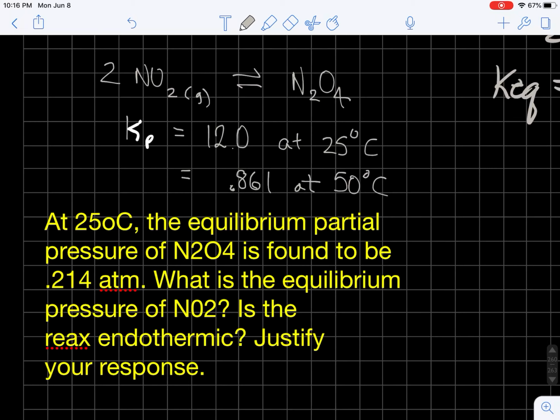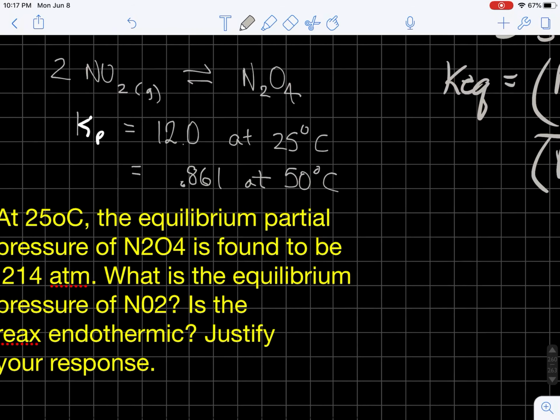So, 2 moles of NO2 produces N2O4. The Kp for this is 12.0 at 25 degrees C, but the Kp for this reaction is only 0.861 at 50 degrees C. First part of the question. At 25 degrees C, the equilibria partial pressure of dinitrogen tetraoxide is found to be 0.214 atmosphere. What is the equilibria pressure of the NO2? Is the reaction endothermic or exothermic? Justify your response.